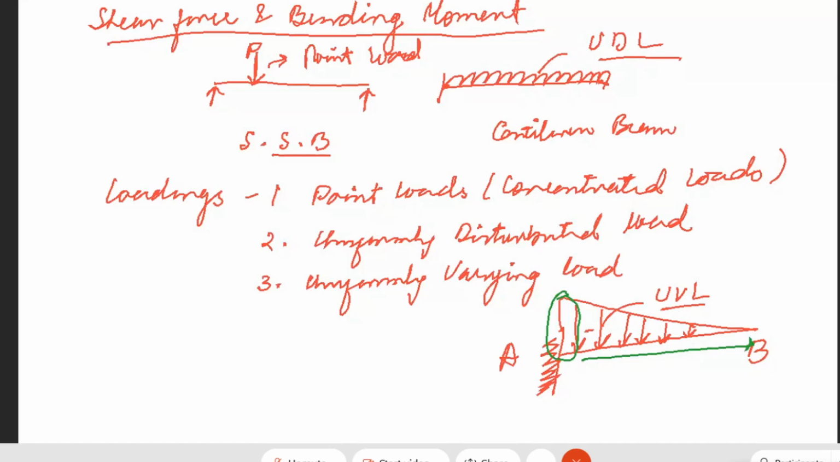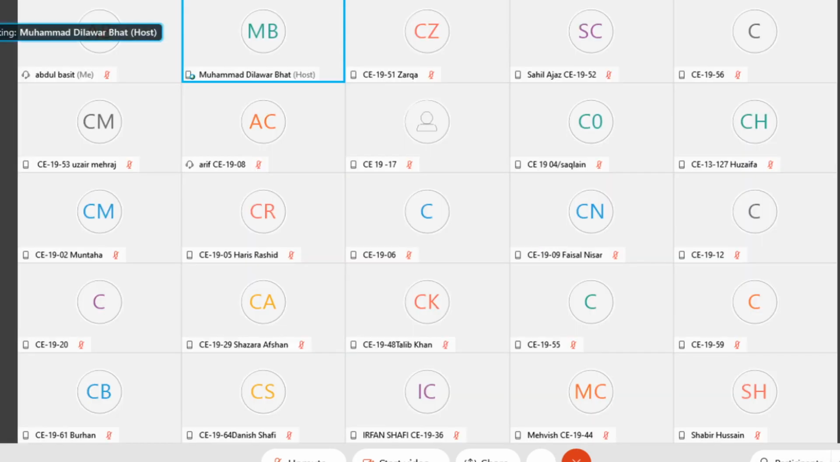Now here, we will be having fixed beams. What do we understand by fixed beams? Fixed beams are encased beams, or beams that are monolithically constructed on their ends, called fixed beams. Now we will try to understand the concept behind the shear force and the bending moment diagram.